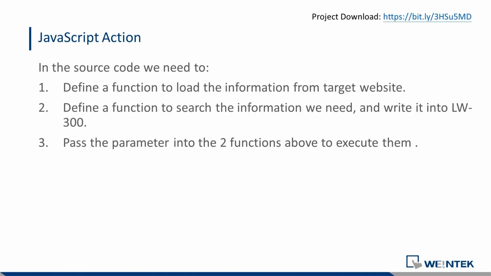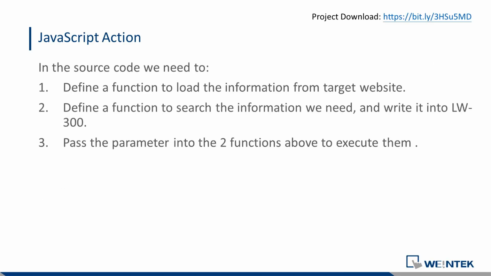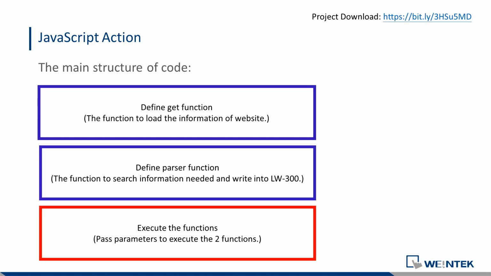So remember what I talked about earlier: we define the function first, and then give the function a value to execute it. In the JavaScript code you have here, the first 2 parts define the functions, and we execute the functions at the end. So you can see the main structure of the code you have here: the first part will define the get function. This get function will load the information from the website.